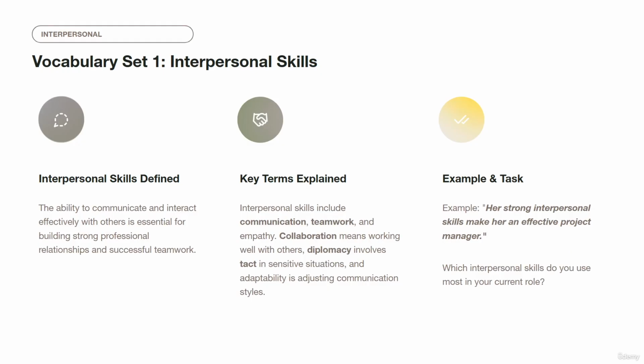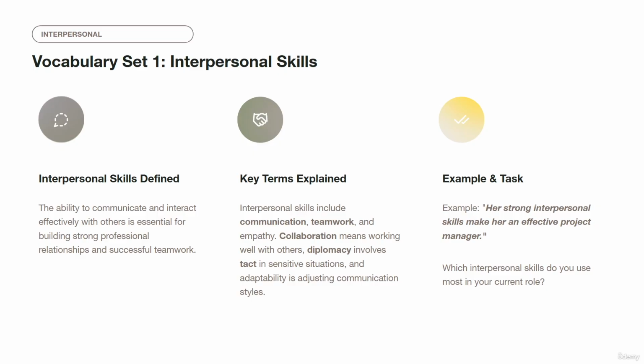So when we think about interpersonal skills, by interpersonal skills I mean the ability to communicate and interact effectively with others. It's essential for building strong relationships, professional relationships in our context, and successful teamwork. So the interpersonal skills and the vocabulary that we would associate with interpersonal skills are things like communication, teamwork, empathy, collaboration, diplomacy, tact.